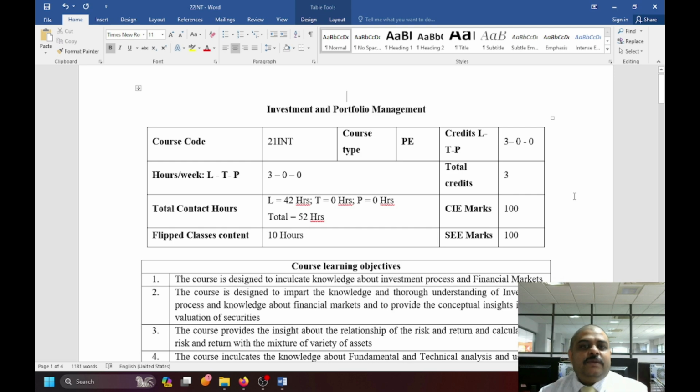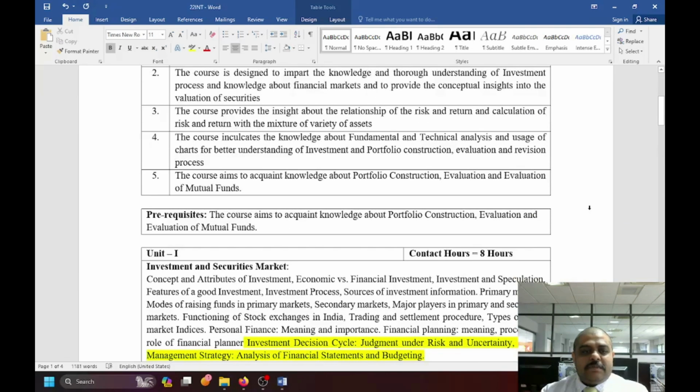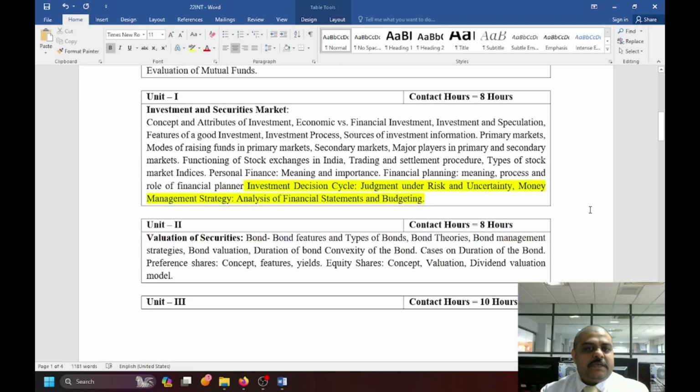Okay, welcome to all students who are present online. I will be handling the subject called investment and portfolio management. In this subject, you are going to learn various aspects about investment in various avenues available for any investor.